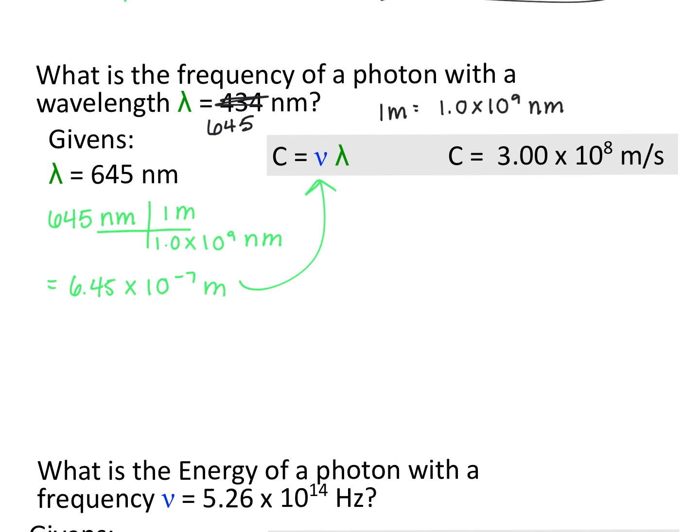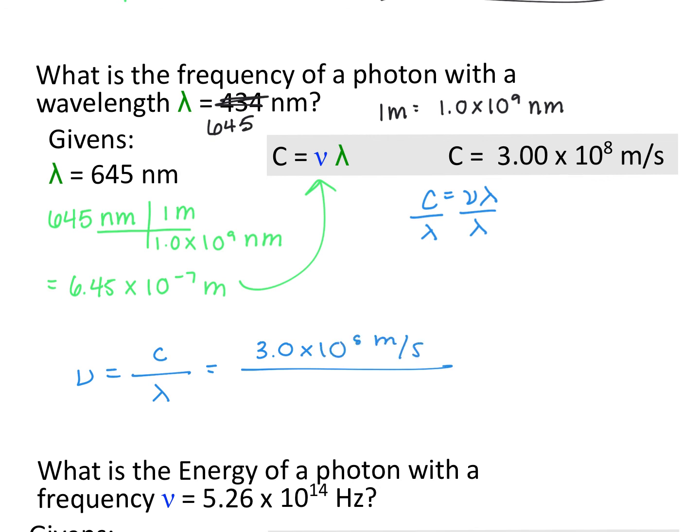I plug that into my equation. Just like the previous one, I am calculating for frequency. So I'm going to divide my wavelength over. So I'm left with frequency is equal to the speed of light divided by wavelength, meaning I have 3.0 times 10 to the 8th meters per second, divided by my wavelength of 6.45 times 10 to the negative 7 in meters. Plug that in my calculator, and I am left with 4.65 times 10 to the 14th hertz.